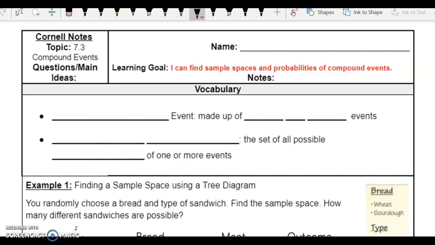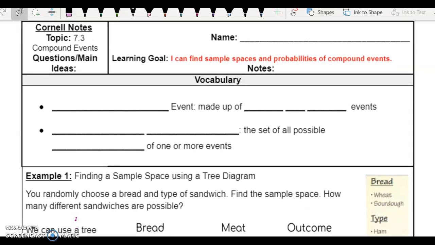So we are going to find compound events today in 7.3, and our learning goal is: I can find sample spaces and probabilities of compound events. So first, let's take a look at vocab.